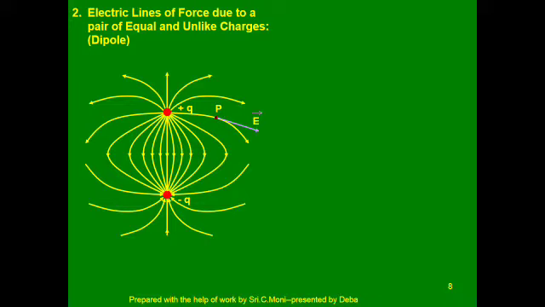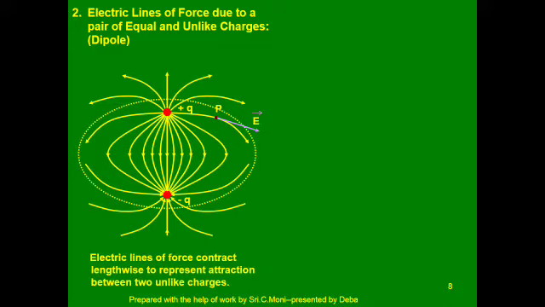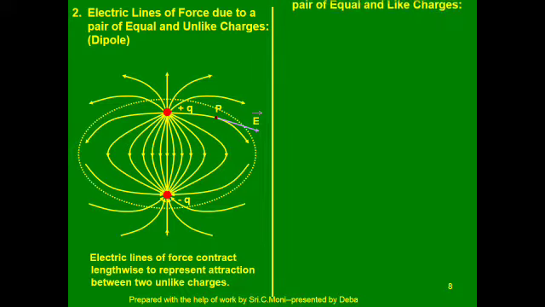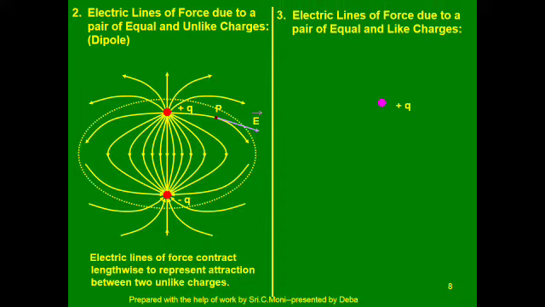P is any arbitrarily chosen point. If you want to find out the electric field intensity at P, you have to draw a tangent, right? You are drawing a tangent, and the dotted line will represent the boundary of the electric field intensity. This is the electric field boundary.